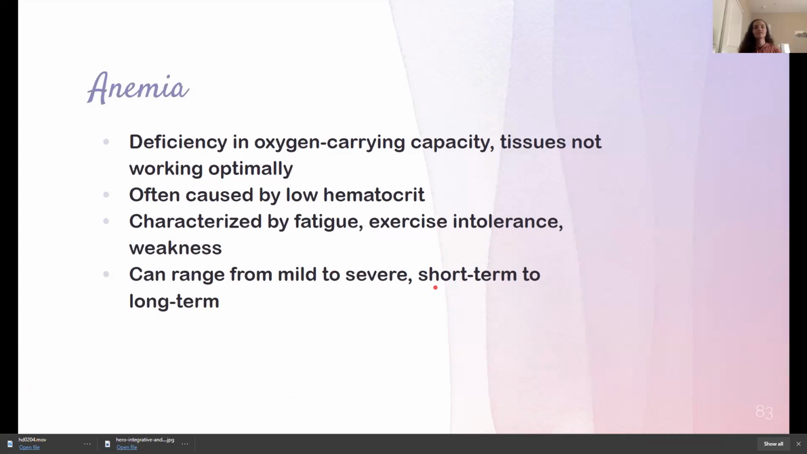So anemia is a deficiency in oxygen carrying capacity, and it causes tissues to not work optimally. We often see this in people who have low iron, or an iron deficiency, and it's caused by a low hematocrit. But we can think of it more broadly as just a deficiency in oxygen carrying capacity. Some symptoms of anemia are fatigue, exercise intolerance, and weakness. And then we also see a range of mild anemia to very severe anemia, and it can also be short-term or long-term.